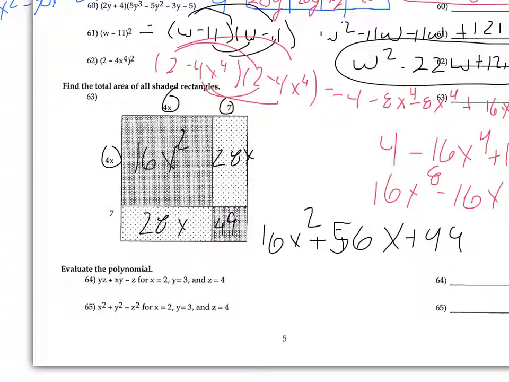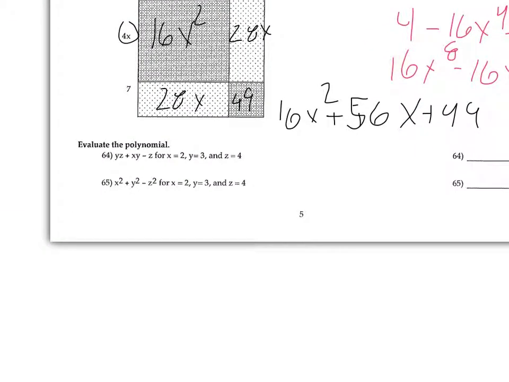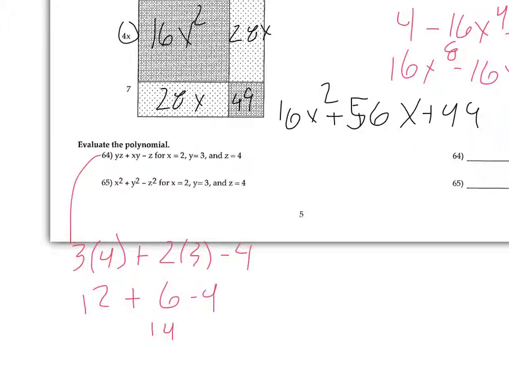And then the last two, evaluating polynomials. We'll do this first one here. Now we're just plugging these values in. So we have yz, so y is 3, z is 4, so 3 times 4 plus xy, x is 2, y is 3, minus z, 4. So what we have is a 12 plus 6 minus 4. Add those up, and we're going to get 14.